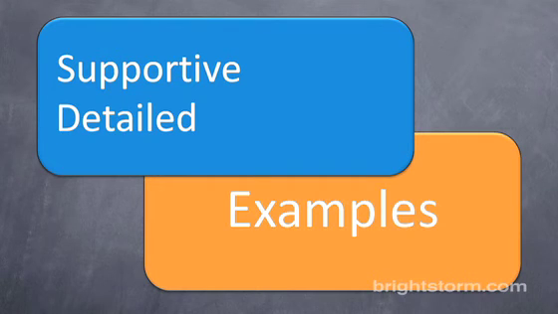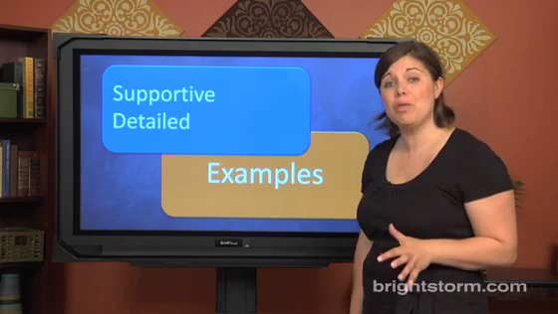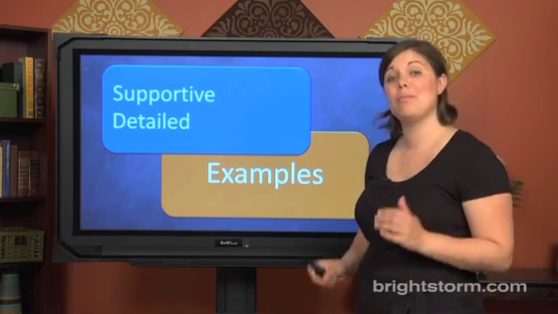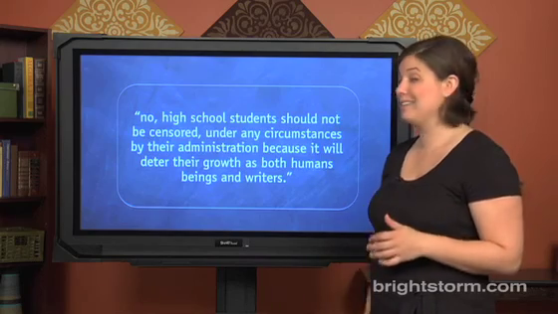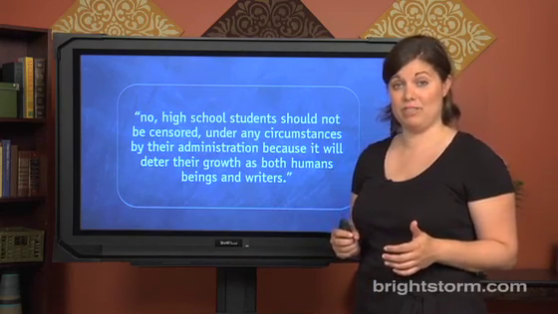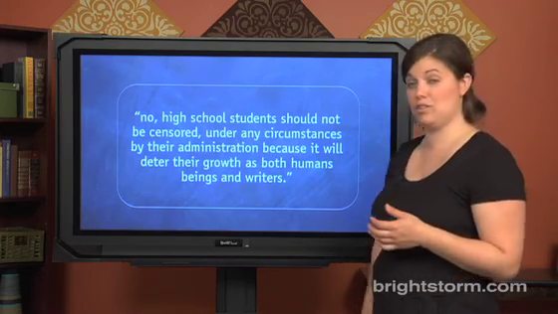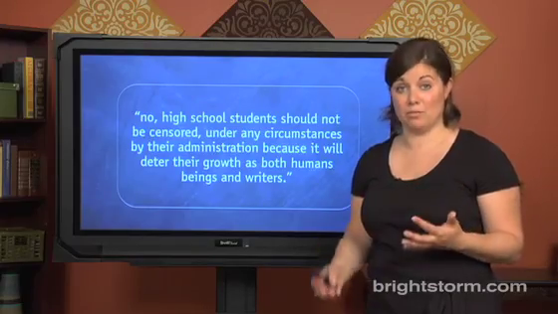Pitfall number 1 is including support or examples that aren't quite specific or detailed enough. Let's take a look at some examples. First, go to the bonus materials and print out sample prompt number 3. You'll see that sample prompt number 3 discusses high school journalism and whether or not they should be censored by their administration. So if we come up with this position statement, no, high school students should not be censored under any circumstances by their administration because it will deter their growth as both human beings and writers, we've got to come up with some support.